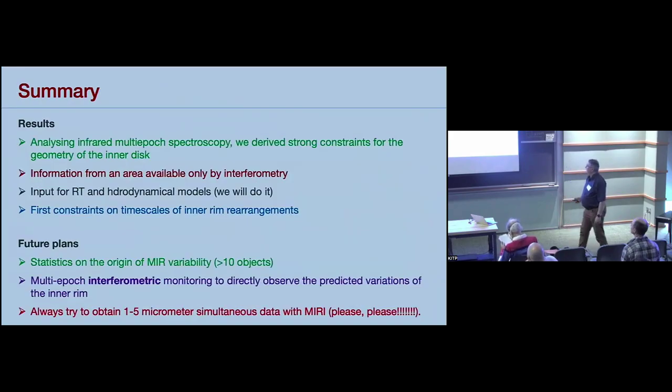And this is my summary page, which tells that we could get a lot of useful information as an input to the radiative transfer models from variability. We have a picture of the inner disk actually, and also give some constraints on the time scales. And for the future, we will finish it with the other object. Initiate multi-epoch interferometric studies. I think it will be very important.